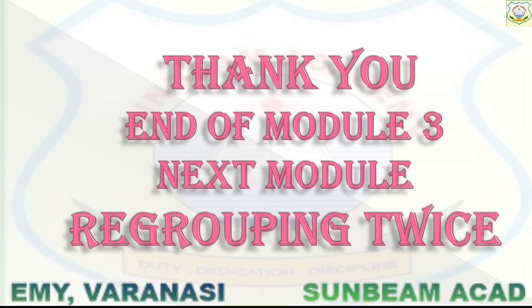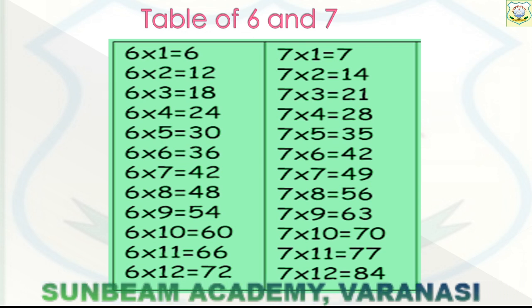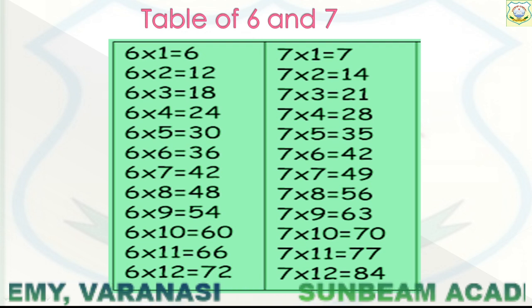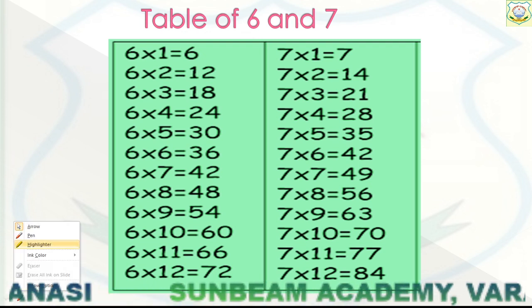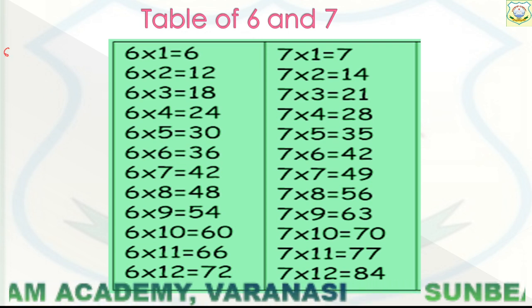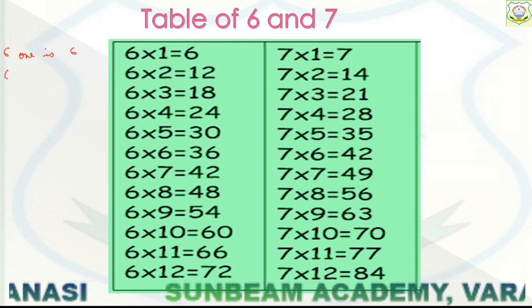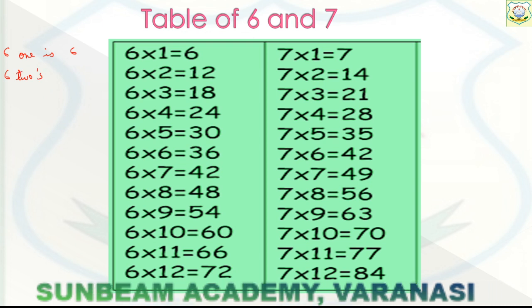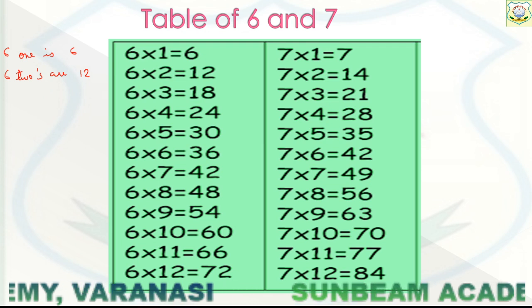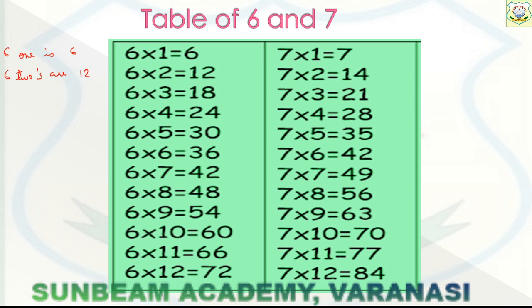Today we have to study regrouping twice, right? Before that, as we are doing the tables of 6 and 7 every day, let's start today's table. Yesterday I told you how to read the table. Today how will we read? 6 1s are 6. 6 2s are 12. Got it? In this way we have to read. So start revising.